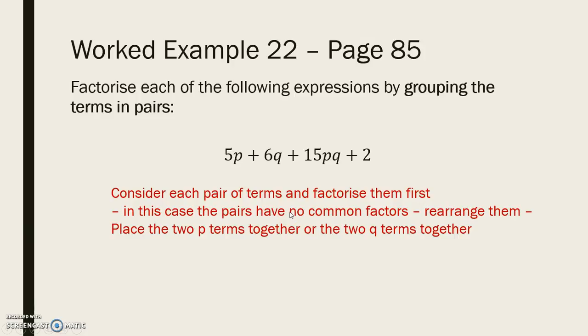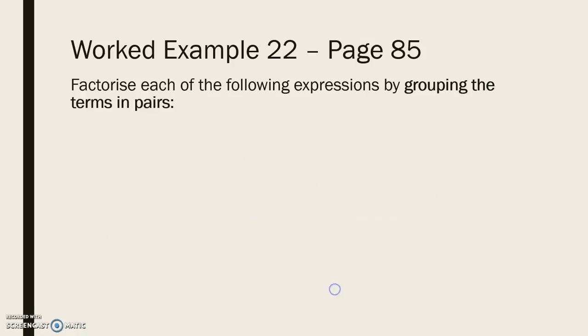So what we do is rearrange it to try and find some matching pairs. In this case, I've grouped the 5p with the 15pq, because I can see that 15 and 5 both have factors of 5, and p is common to both. So it gives me something to work with. And what's left on the right, the second pair, 6 and 2 have a common factor. So I will be able to do some factorising to simplify this. So let's look at that now.